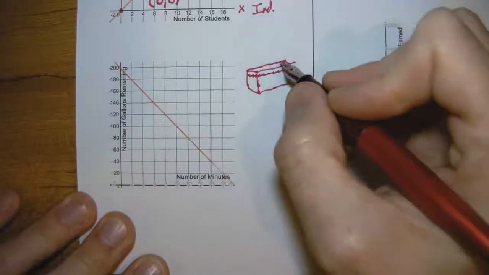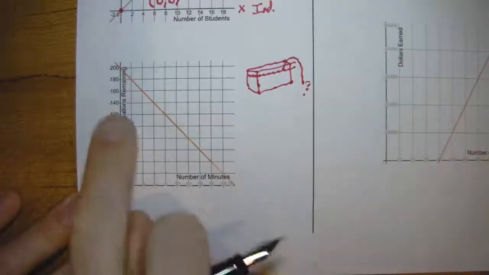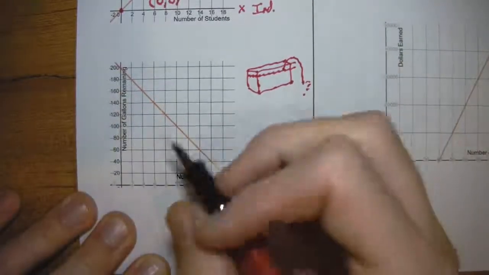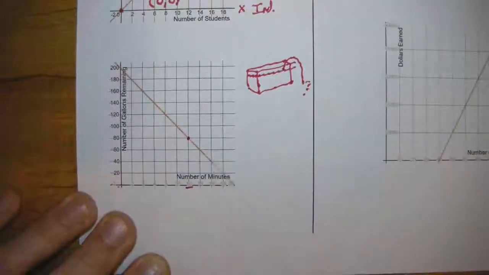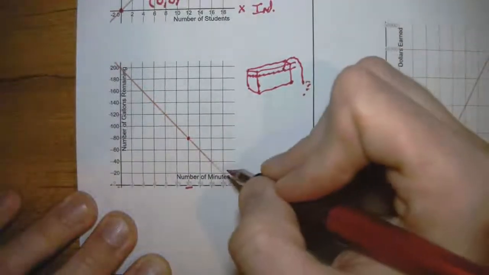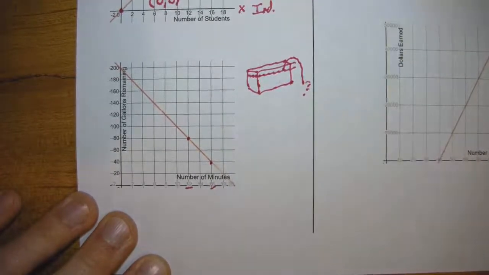And basically, I've got a tube in there that's just draining water out. So if I look, for example, at the 12-minute mark, then it looks like I only had about 80 gallons left. If I was at, say, the 16-minute mark, it looks like I had only about 40 gallons of water left. But here's a question.